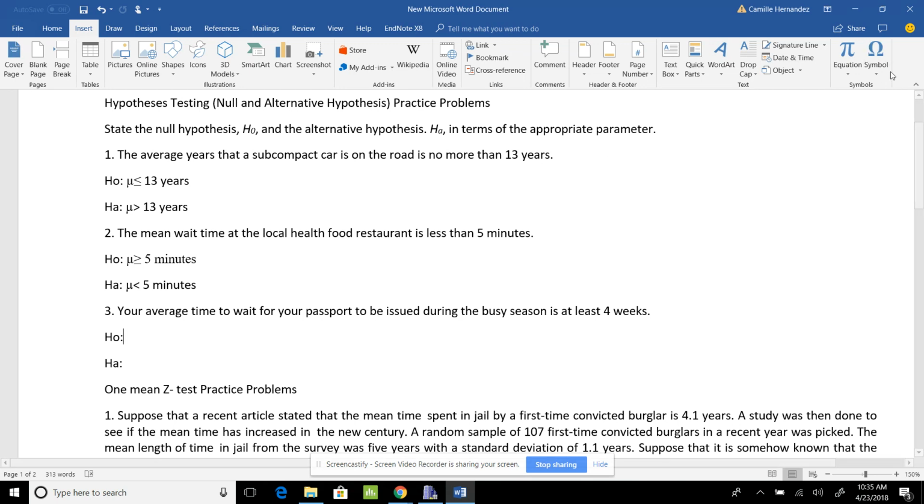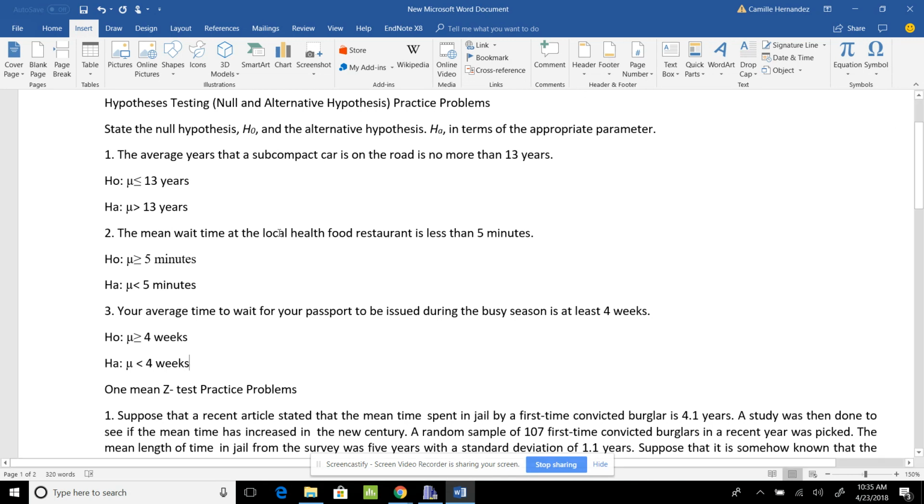So because it has that equality sign in it, I'm going to put my mu, and then the greater than or equal to sign, okay? Because it says at least 4 weeks, and this is 4 weeks. So then I've got to do my alternative. My alternative is the mean is less than 4 weeks.